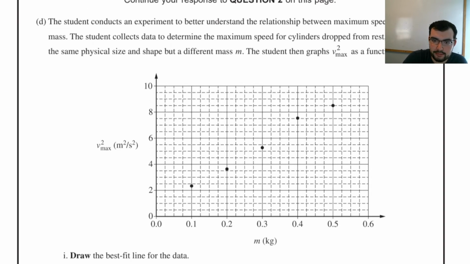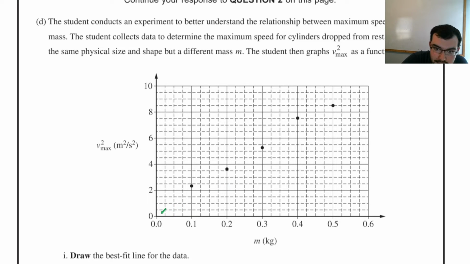You knew it was coming. It's a best fit line. Okay, so the student is graphing Vmax squared as a function of mass. Again, you don't need to know what the model is to get the best fit line correct, so we'll do that, and then we'll sort out why this is the thing the student graphed. So let's do that. Again, don't just play connect the data points. We actually want to attempt to draw a best fit line.